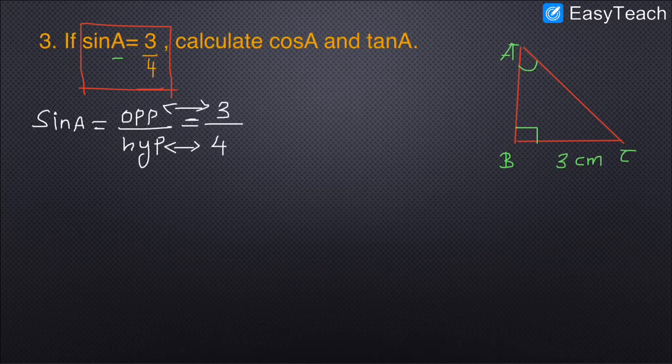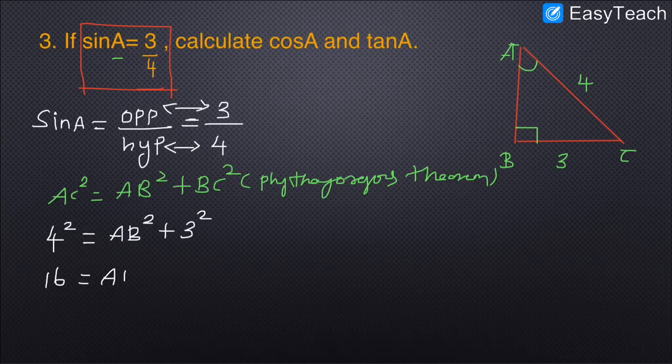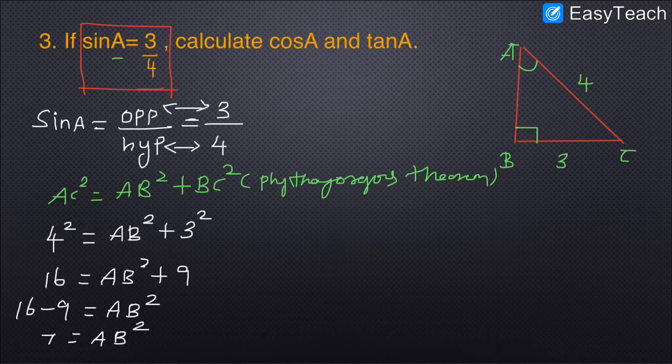What is the opposite side? 3. This is the opposite side, so this is 3. The unit is not given, so I simply write the number only. So 3 is the opposite side, 4 is the hypotenuse. What we have to find is AB. So AC square equals AB square plus BC square, Pythagoras theorem. So 16 equals AB square plus 9. So we got AB square as 7.